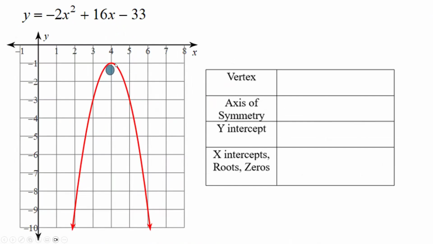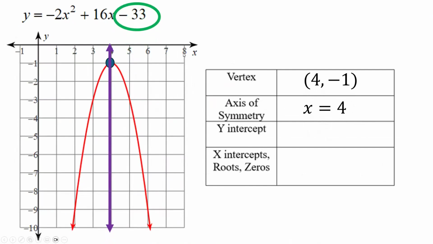Vertex, turning point, we have 4, -1. Axis of symmetry, cut it right down the middle. We get x equal 4. Now, y-intercept. Oh boy, can't see that baby because why? It's -33. That's why. Holy moly. And yes, I want the coordinate point there.